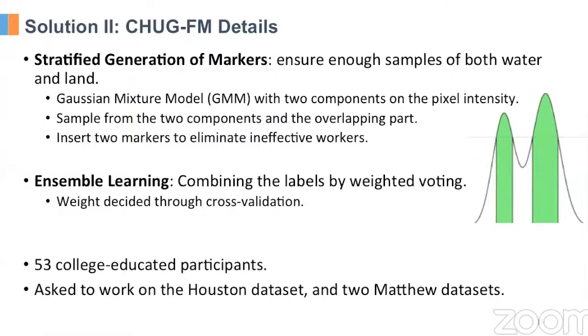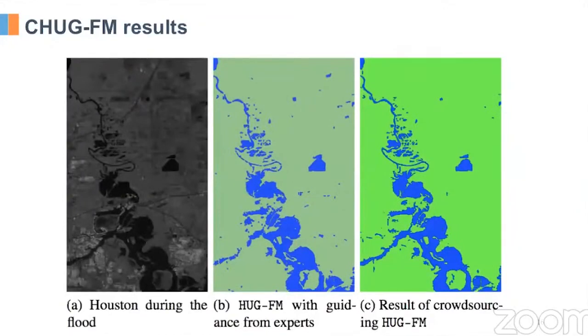And they were asked to work on the Houston dataset and 2 of the Matthew datasets. And so what I'm going to show you here is how these results compare. So this is more of a qualitative analysis. So this on the left is the original SAR image.